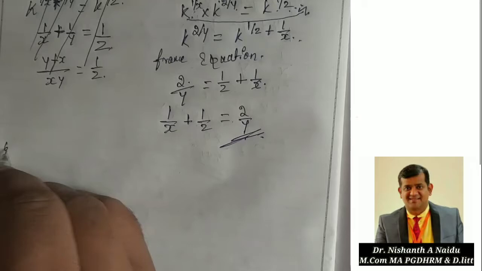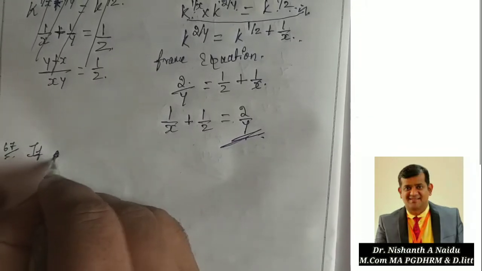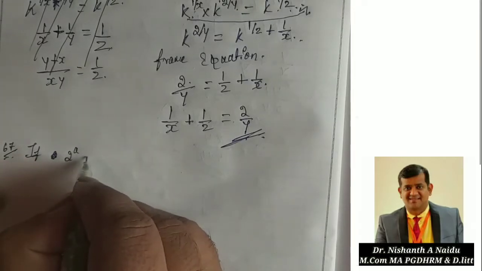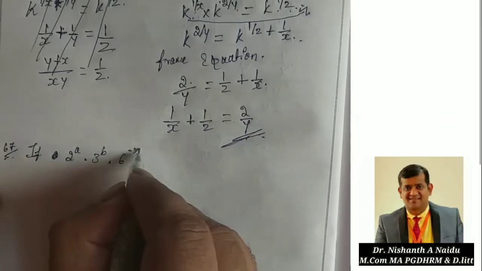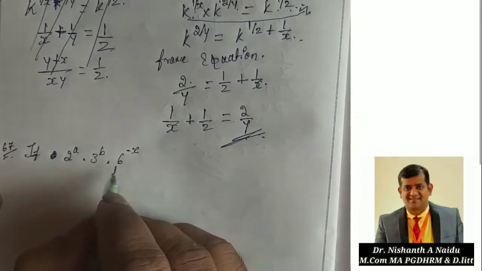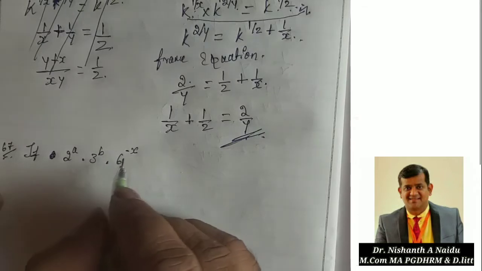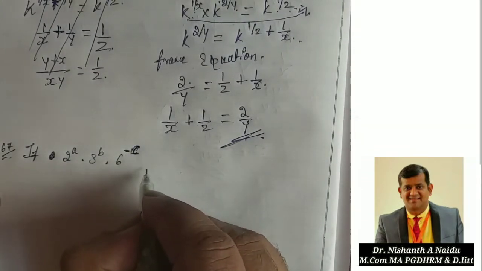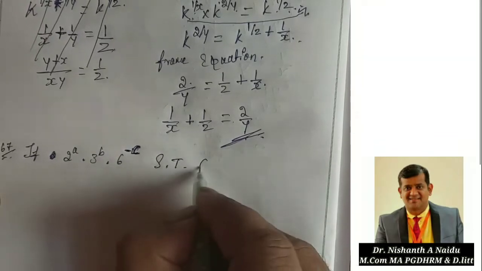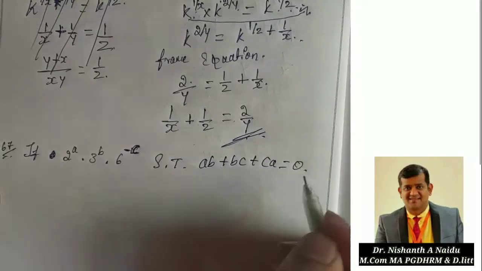Next I am moving to problem number 67. That is, if 2 to the power of a equals 3 to the power of b equals 6 to the power of minus c, show that ab plus bc plus ca equals 0.